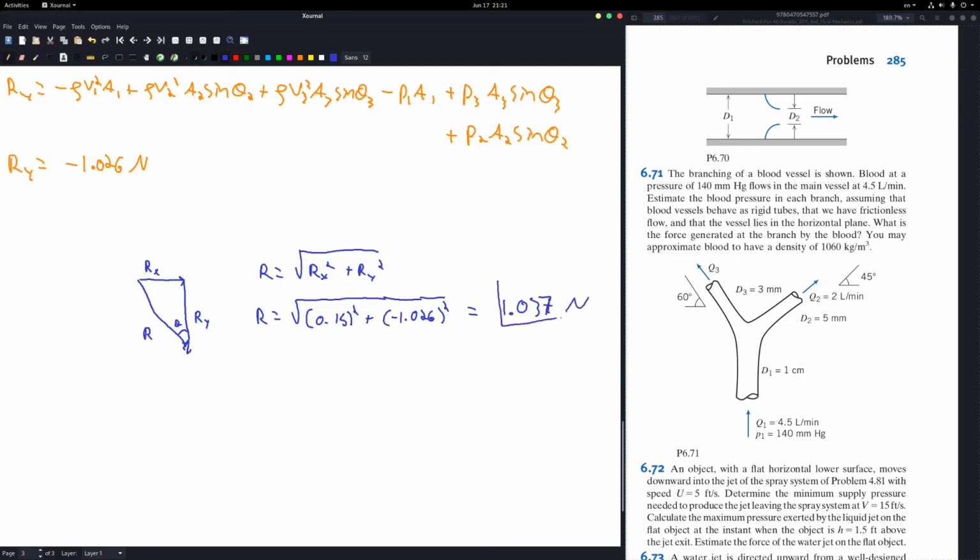Now that we have the reaction force in x and y, we can calculate the magnitude and the direction. This is just using some trigonometry, so we obtain that the magnitude of the reaction force will be 1.037 newtons. This is according to the direction that I have in the little sketch on the left hand side, and this will be at an angle of 8.5 degrees. Again, this is in reference to the angle that I drew on the sketch.